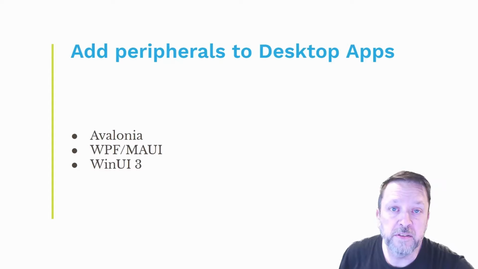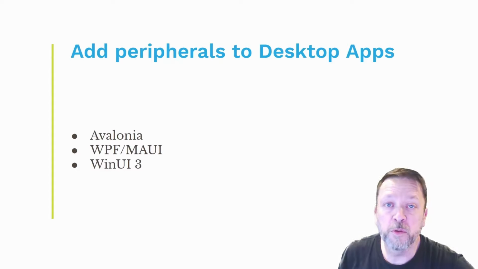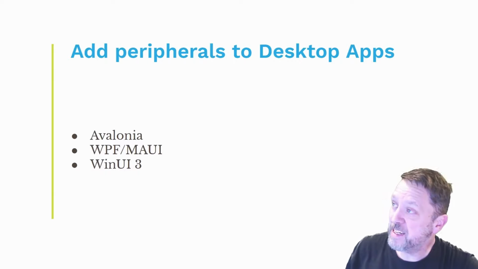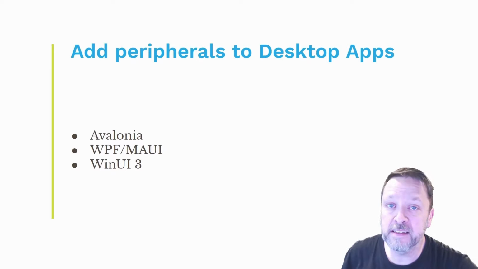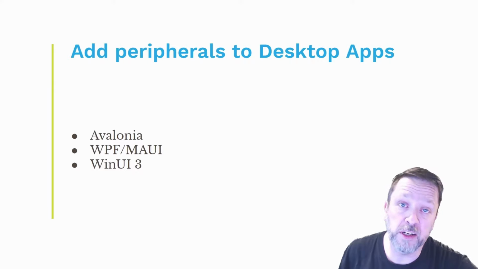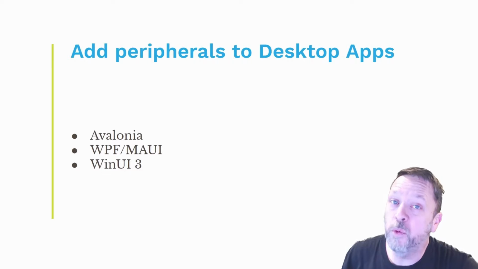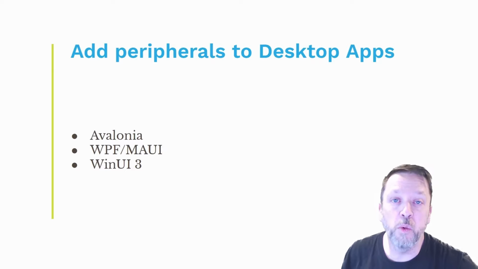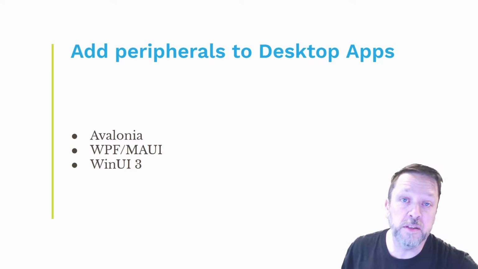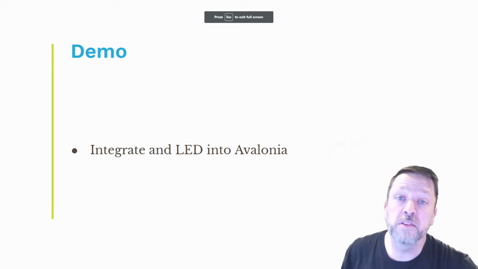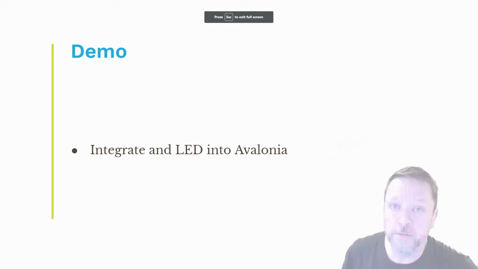The third use case that I can think of for Meadow Windows is for building human-machine interfaces, or HMIs. Basically, if you have a desktop application and you want to add access to hardware peripherals, this might be done via Avalonia, which gives you a cross-platform UI, maybe WPF or MAUI, or even a WinUI 3 app. Basically, if you've got a desktop application, but you want to add access to some physical hardware, you can do that through Meadow Windows. Let's go take a look at an Avalonia sample.